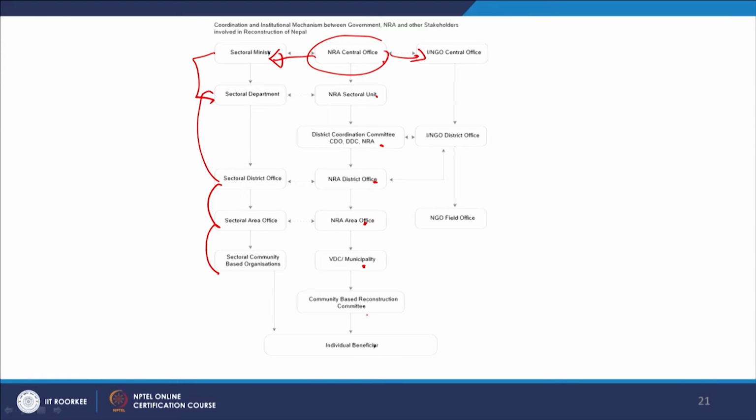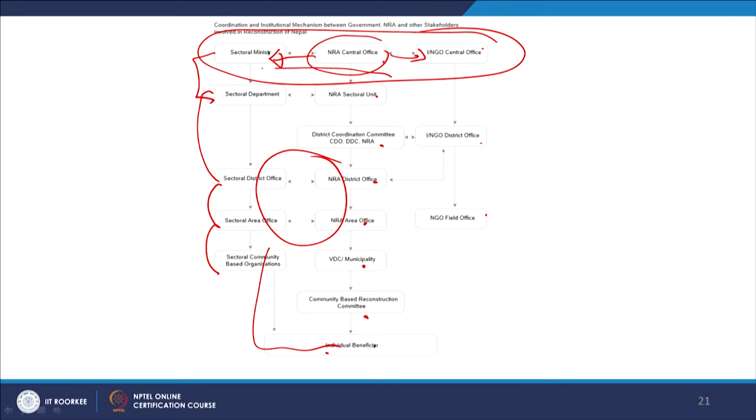Now, this is the coordination and the institutional mechanism between the government, the national reconstruction agencies and the other stakeholders. So we have the NRA central office, and how it is coordinating with the sectoral ministry and the NGO central office. Here you can see that this is going from the ministry to the department, to the district, to the area, and to the community. So that is going in a funnel type. Similarly, the central office to the secretarial unit, district level, district office, area office, municipality, community based, and individual. So that is how these are linked. Similarly, central office, district office, and the field office, so they are all going from the macro level to the micro level. And again, here we need to establish a serious contact between the macro level and how it is also reflected in the micro level.